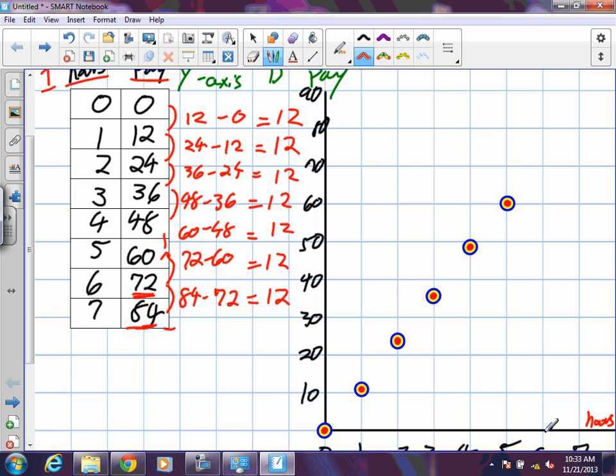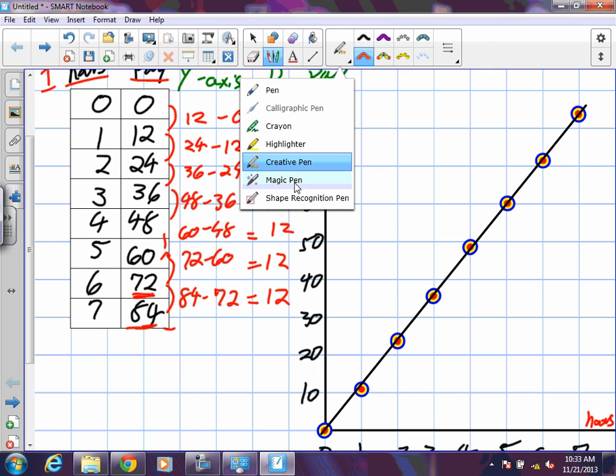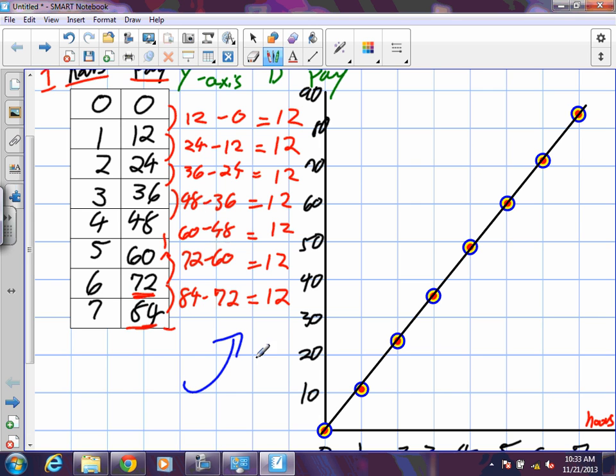6 and 72. And 7 and 84, probably about there. And what we notice is we get a straight line. So it's definitely linear. There are 2 different ways we can determine this. One is by taking the first differences. The other one is by looking at the graph. If we have a straight line, we know this is linear.